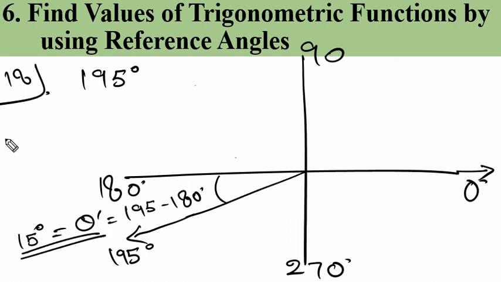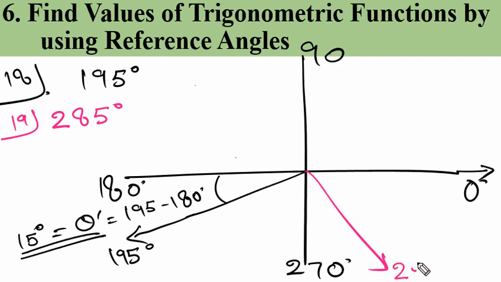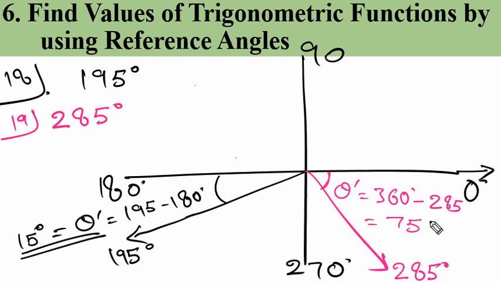Next question. Next you have 285. You will go clockwise or counterclockwise? You will go counterclockwise, right? So that will be somewhere here. I'm not drawing that because it will make it ugly and messy. I just move from here up to this place. Now the reference angle theta prime is this. So 360 minus 285, right? And that will give you 75 degrees. So the reference angle is 75 degrees.